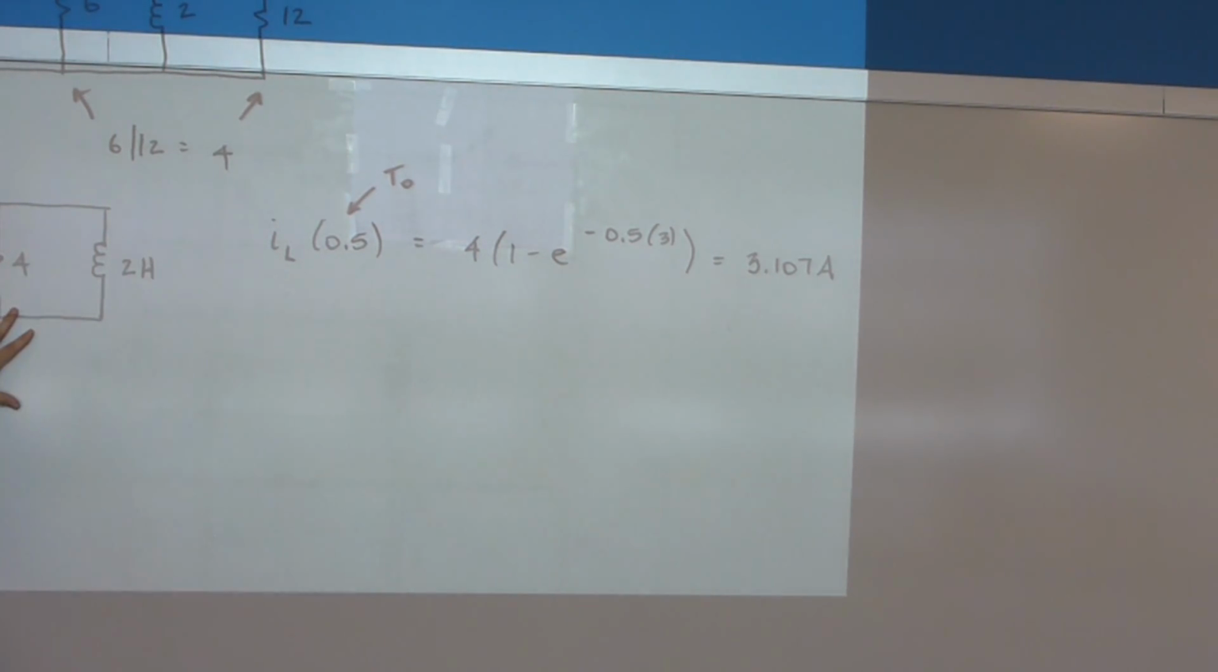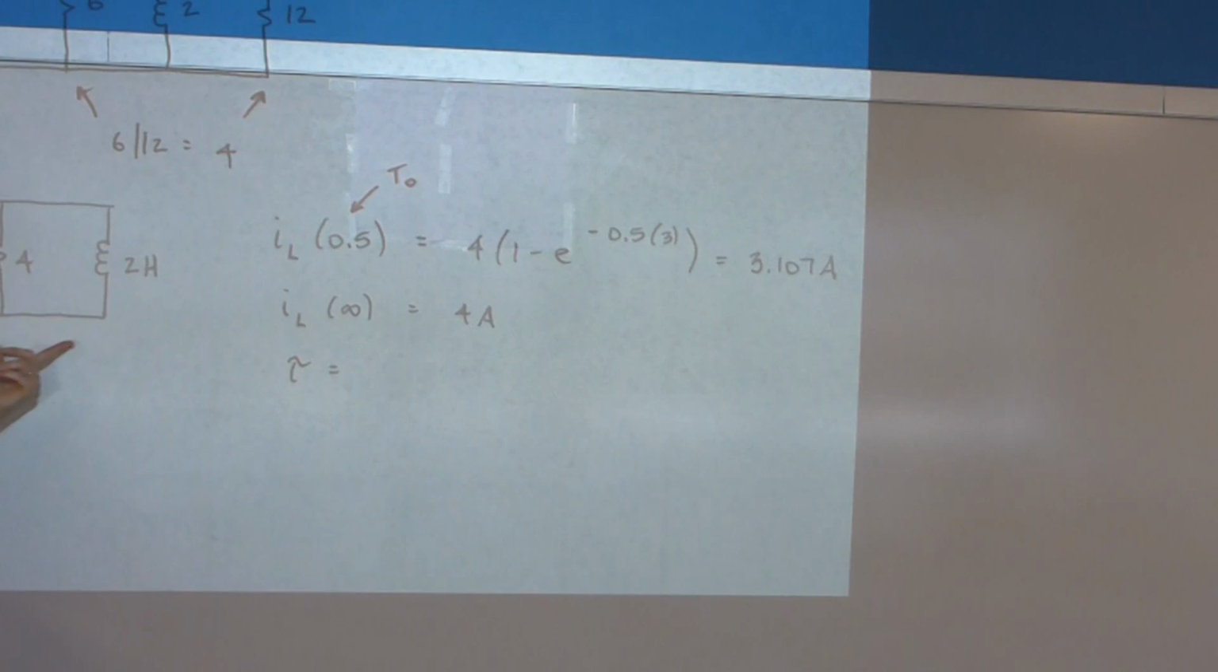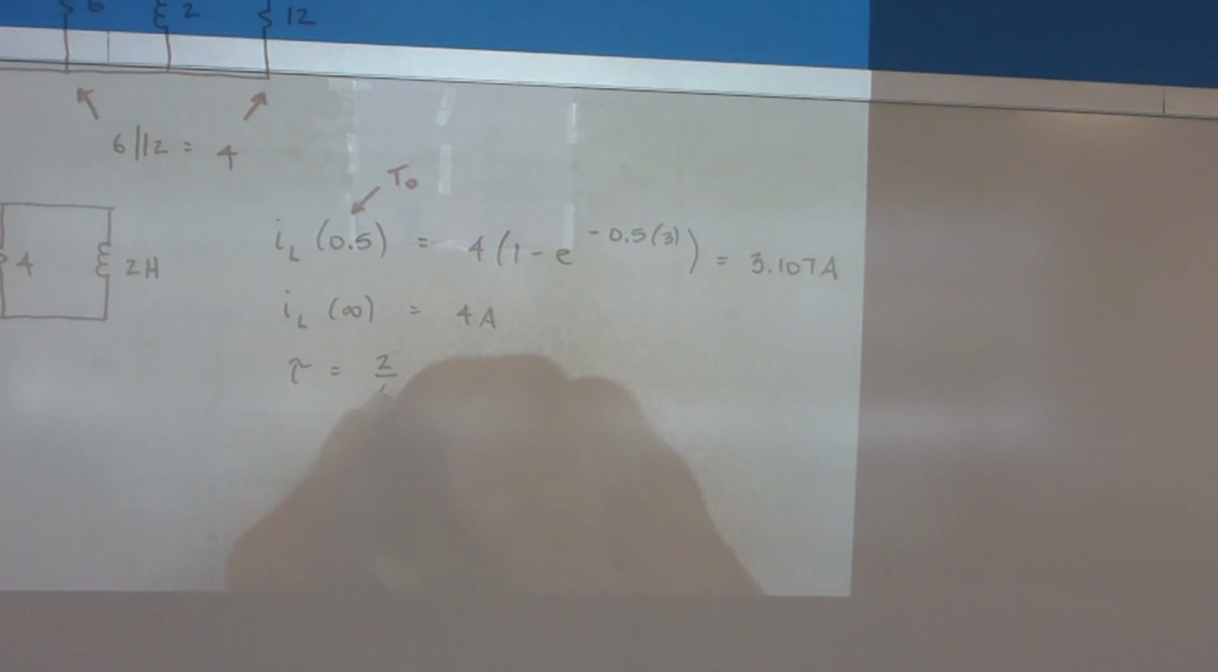My final value I can get from this. In the end, what's my final value? Where is this current headed towards? Full 4 amps. So it's got the same final value it did before. That's fine. And then tau. Tau has changed as well, because now I have more resistance in the circuit. So now I have L over R, so it's going to be 0.5.